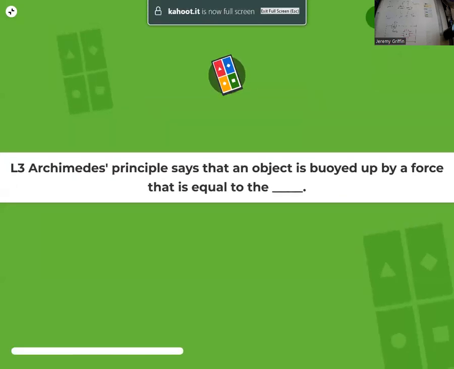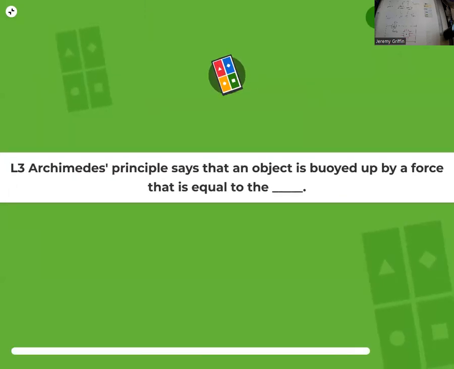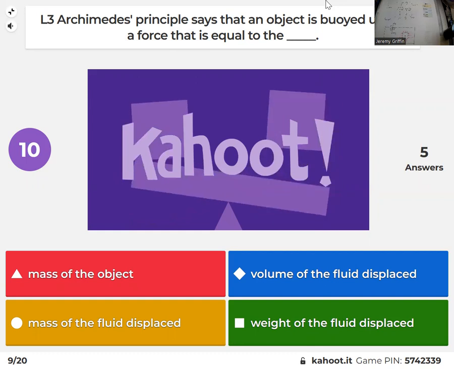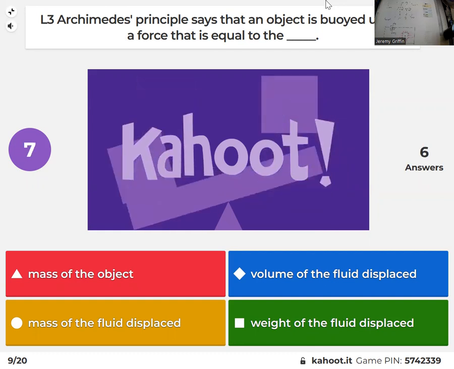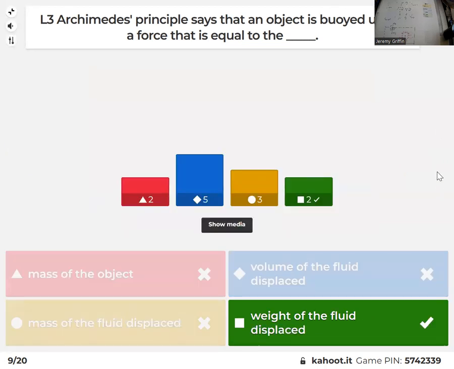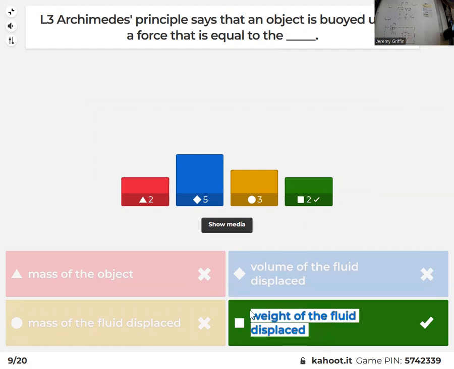Snail points. Archimedes' principle says that an object is buoyed up by a force that is equal to what? Yeah, the weight of the fluid displaced. Okay, so I just went over that too, right? So rho g V: the density of the fluid times the gravity field times the volume displaced. That is the weight of the displaced fluid.